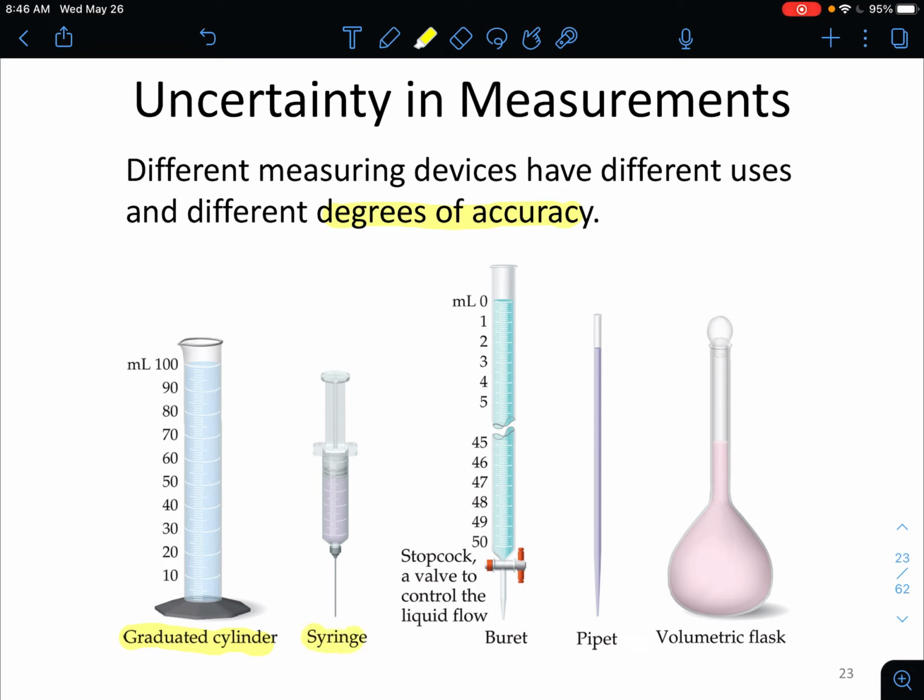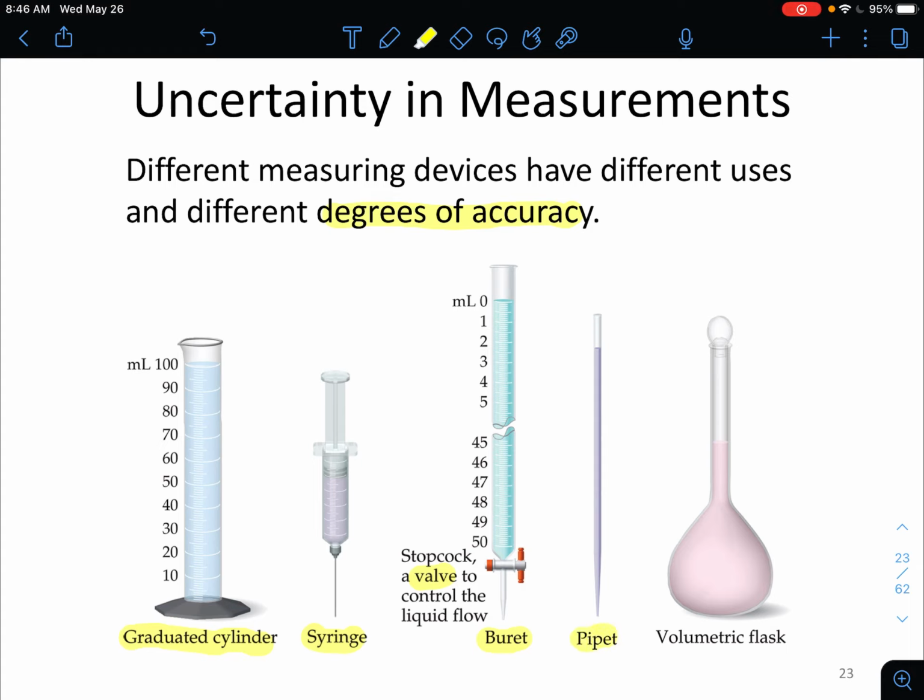Typically more accurate than that would be a syringe where the gradations are in smaller increments. Something else that we use for titrations, where we're trying to add a very accurate amount of one substance to another, is something called a burette. So this burette has a valve on it that we can open and close to regulate the flow of liquid. And again, it's narrower than a graduated cylinder and has a lot finer markings on it, so you can very accurately see how much liquid you're adding to something.